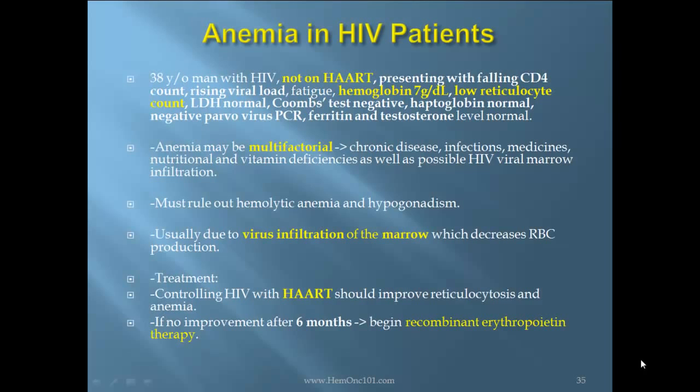Anemia may be multifactorial in HIV patients. Combination of chronic disease, infections, medicines, nutritional vitamin deficiencies, as well as possible HIV viral marrow infiltration. Important thing is, must rule out hemolytic anemia and hypogonadism. It's usually due to virus infiltration of the marrow, which decreases RBC production. Treatment: controlling HIV with HAART therapy should improve reticulocytosis and anemia as the viral load decreases. If no improvement after 6 months, then begin recombinant erythropoietin therapy.